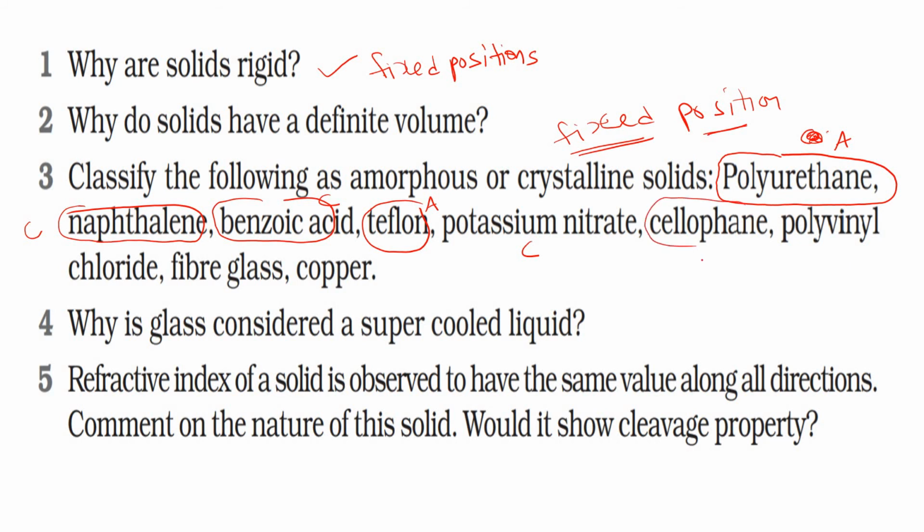Polyvinyl chloride is also a polymer, so amorphous. Fiber, polymer, amorphous. Copper has a crystalline nature. So how many are crystalline? Copper, potassium nitrate, benzoic acid, naphthalene come under crystalline form. Amorphous are all the polymers: polyurethane, Teflon, cellophane, polyvinyl chloride, fiberglass. Amorphous solids here.